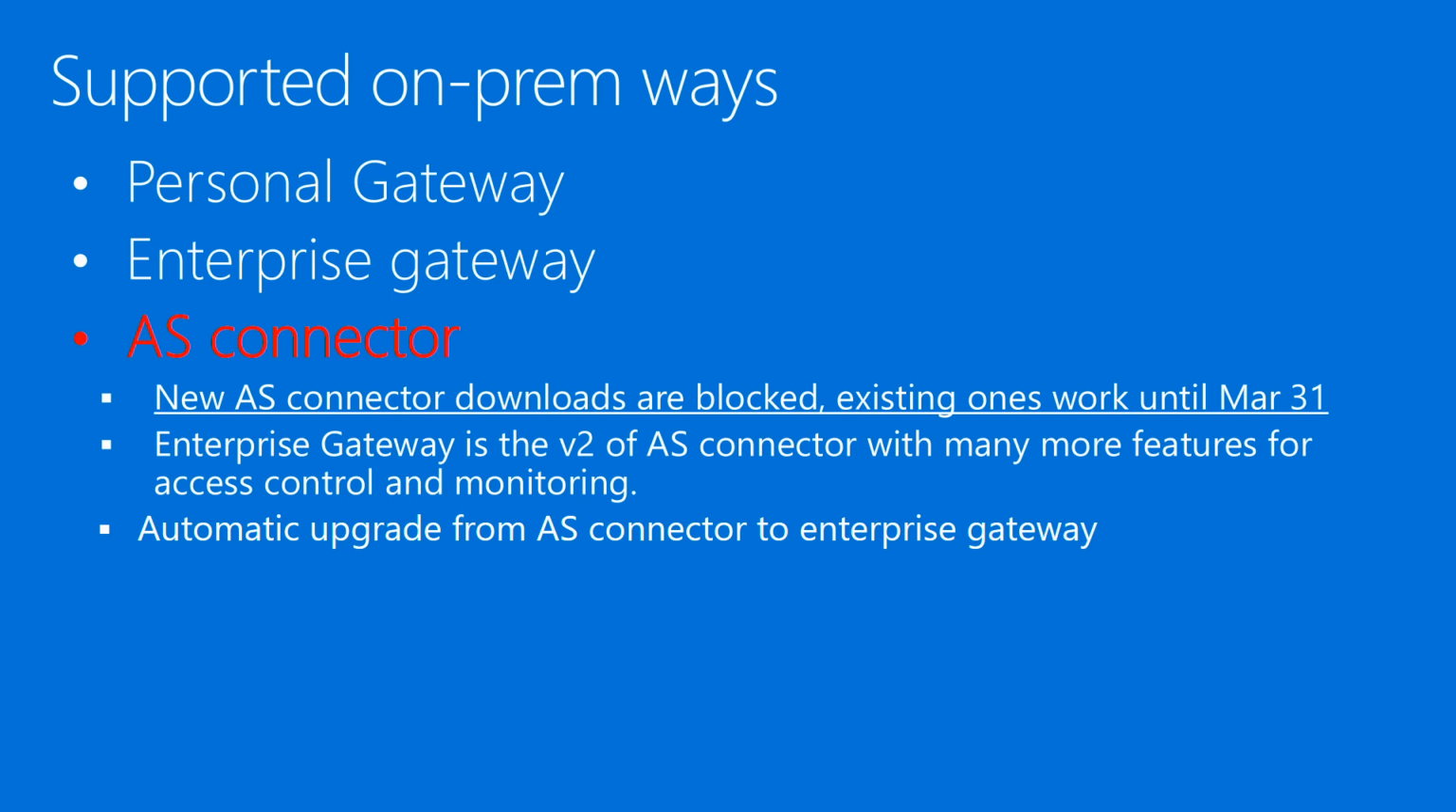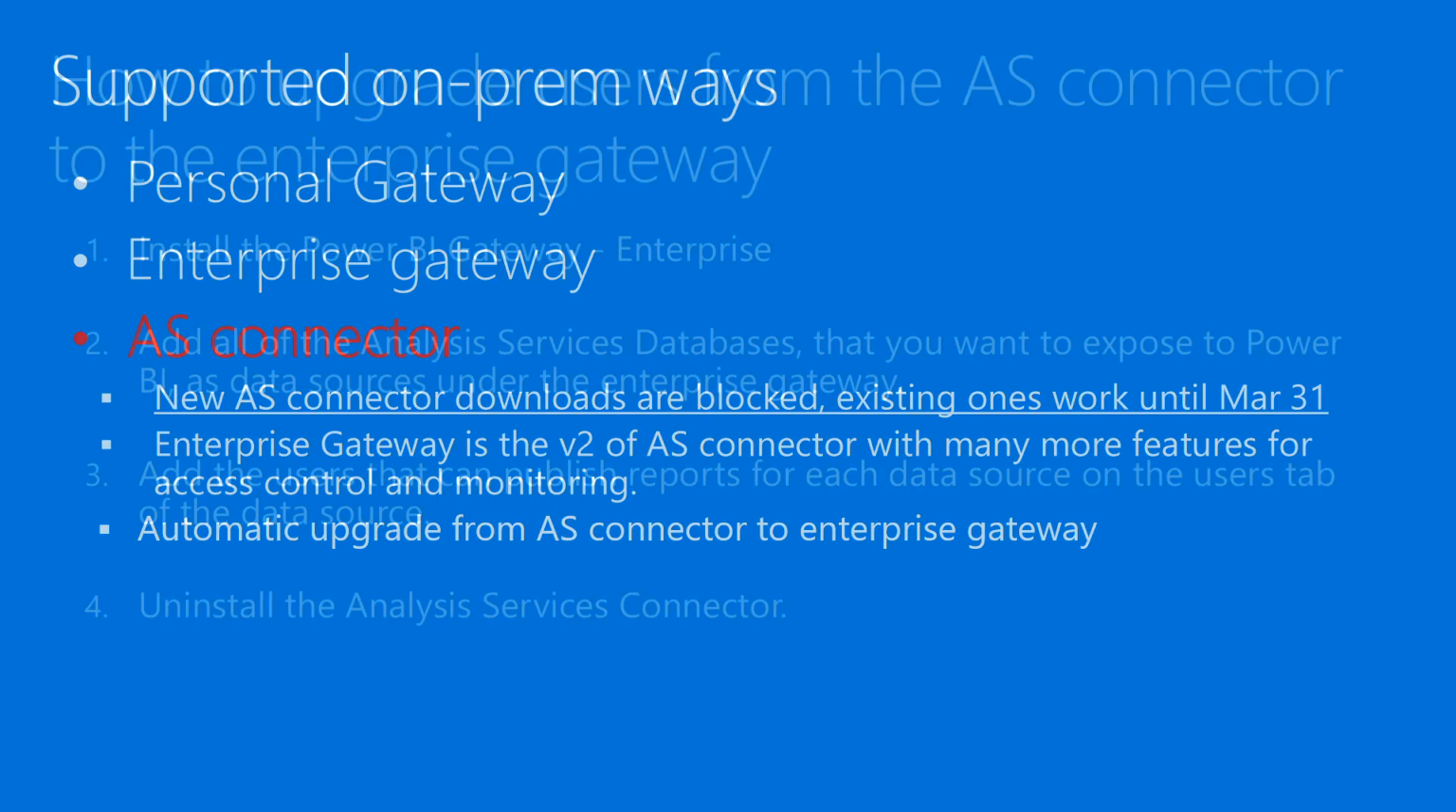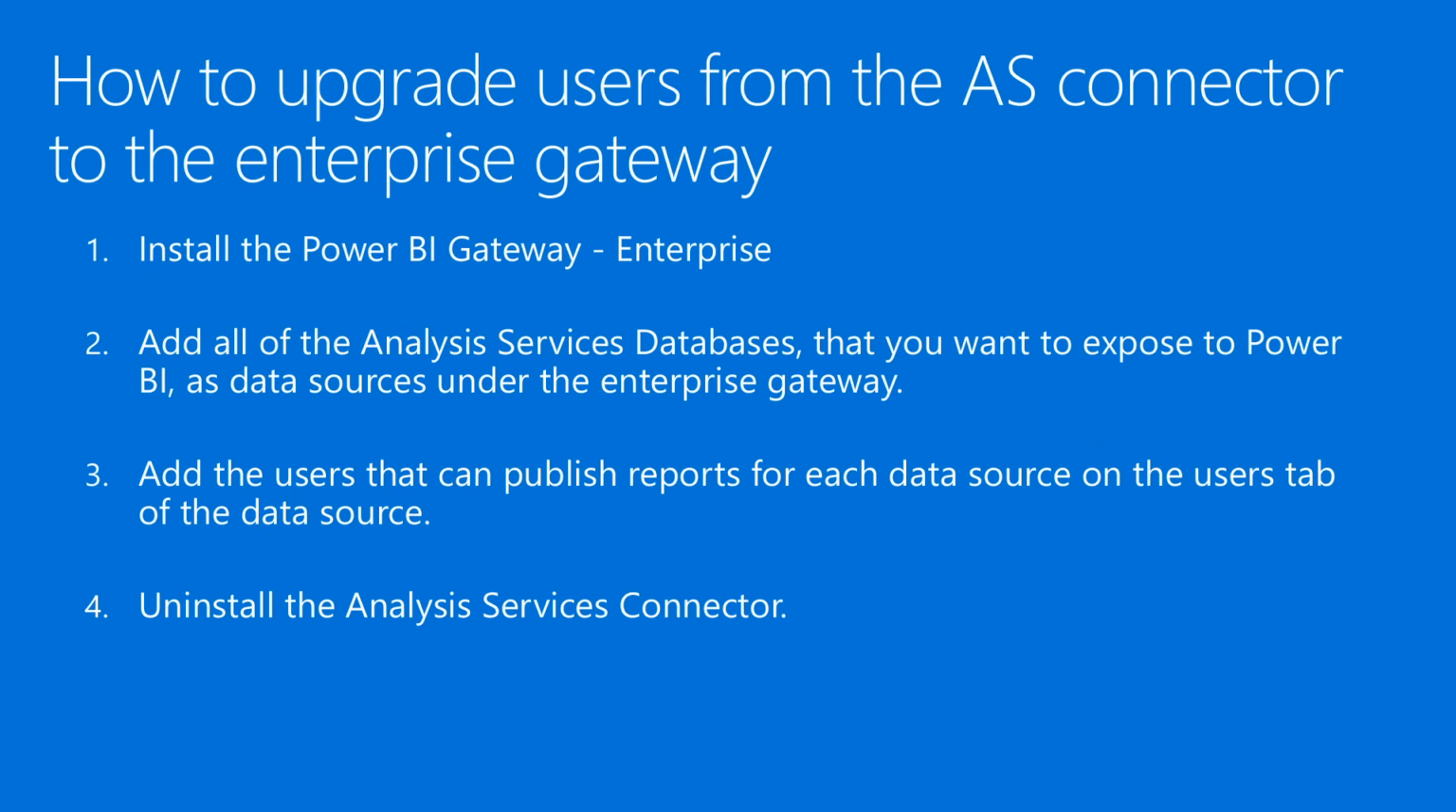We have provided you with great guidance on how you can go to the enterprise gateway. We have the same supportability with the gateway scenario, and it's very seamless to upgrade. All you have to do is install the enterprise gateway, make sure that the analysis services databases are connected through the enterprise gateway, and add the people who need to see and use that gateway, and we'll see how to do that in a bit. And finally, add the users who can publish the reports, and you can uninstall the AS connector for good and start using the enterprise gateway. So again, we're ending support March 31st, so please upgrade to the enterprise gateway.